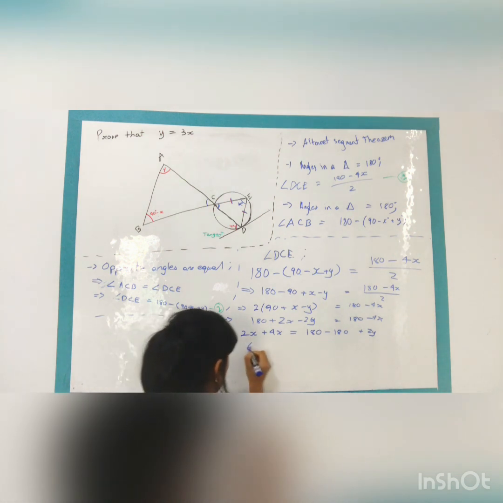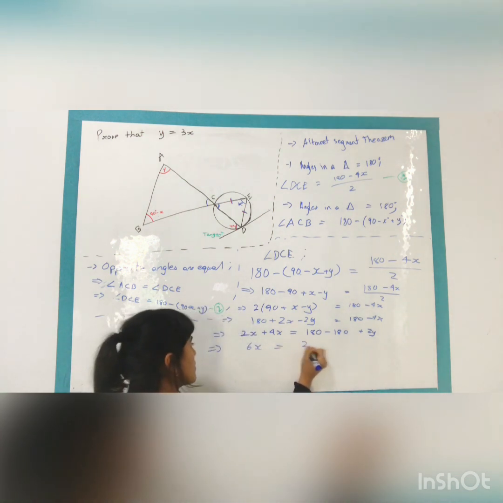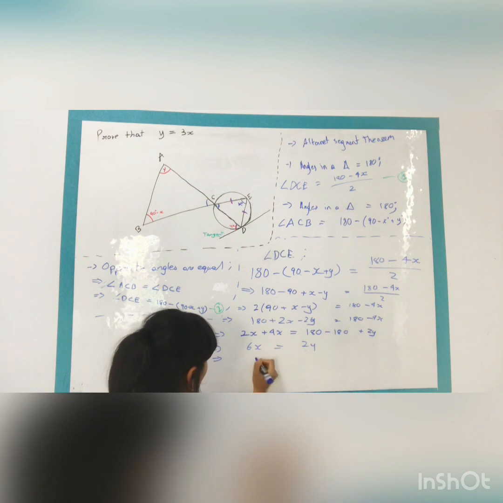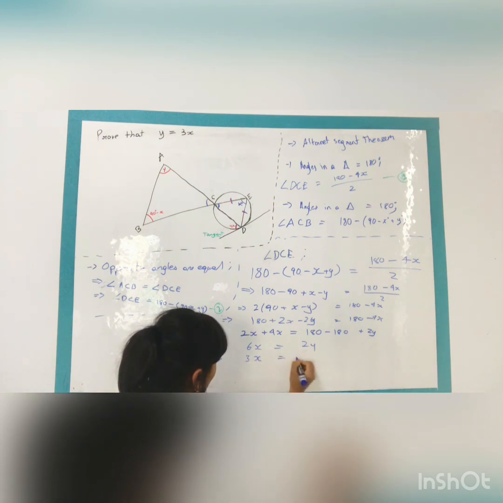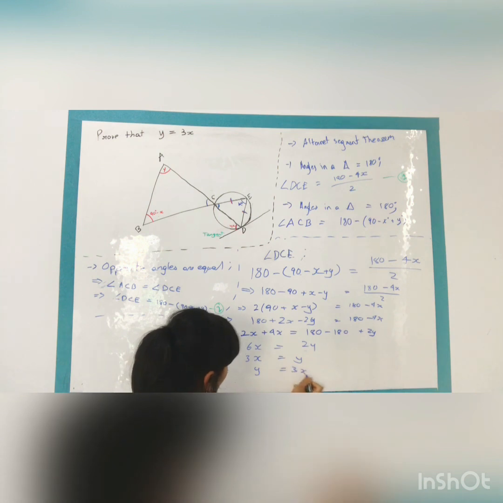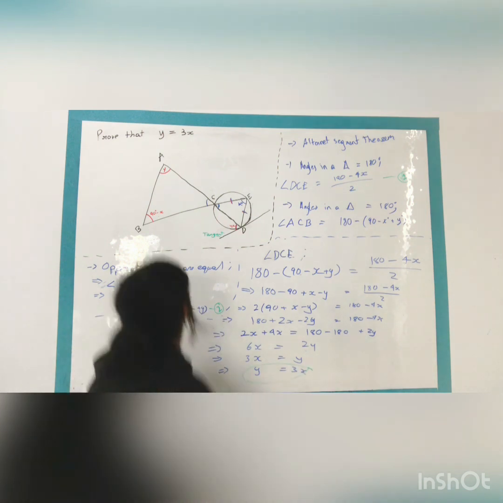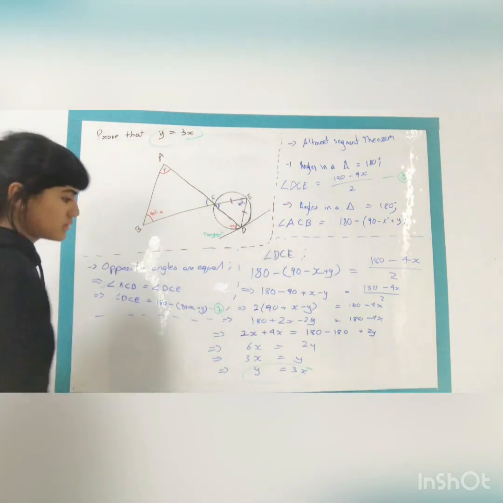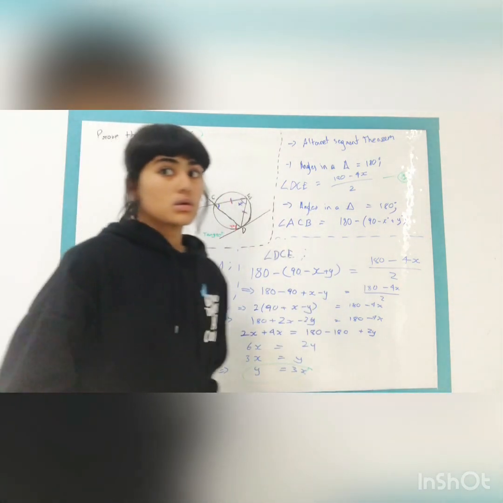So all of this implies 6x is equal to 2y, as the 180 cancels out. So 3x is equal to y. This implies y is equal to 3x. There you go. Boom, circle that. That's the answer. We've gotten to the answer. We've proven that y is equal to 3x.